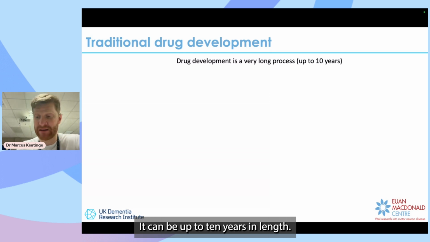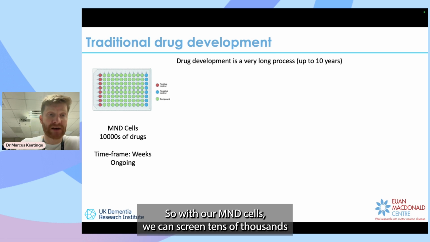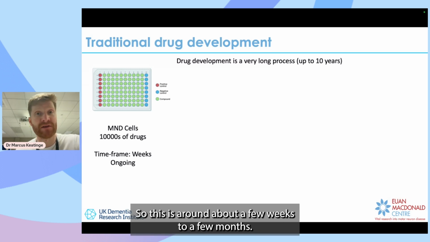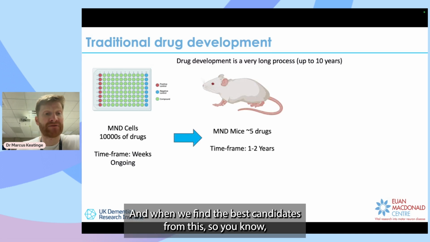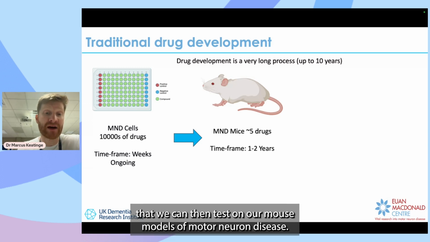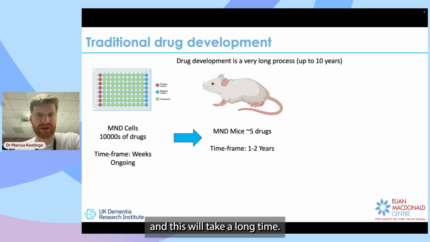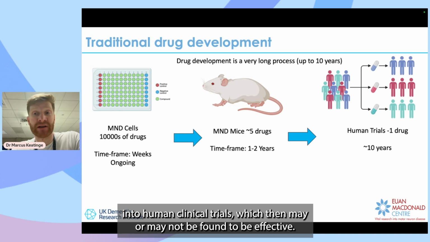It can be up to 10 years in length, and that's when it's successful. The way it starts off, it actually moves at quite a fast pace. So with our MND cells, we can screen tens of thousands of experimental compounds in a very, very fast time frame. So this is around about a few weeks to a few months. And when we find the best candidates from this, so it won't be every single compound, but hopefully we'd have a handful that we can then test in our mouse models of motor neuron disease. But again, we can test very few, and this will take a long time. And then we'll probably have maybe one or two experimental compounds which can then go into human clinical trials, which then may or may not be found to be effective.